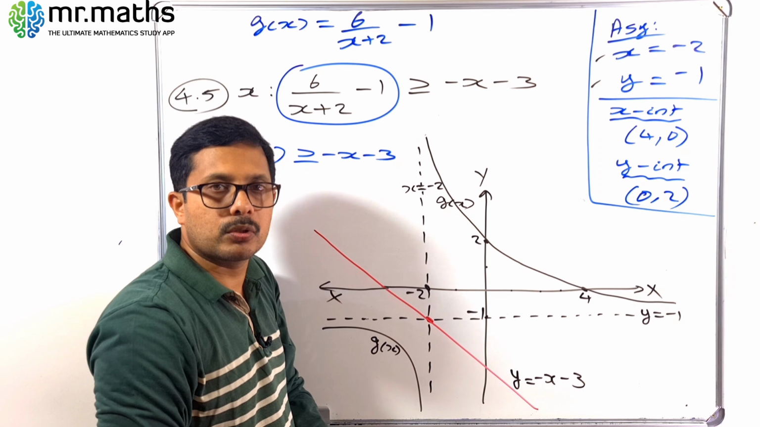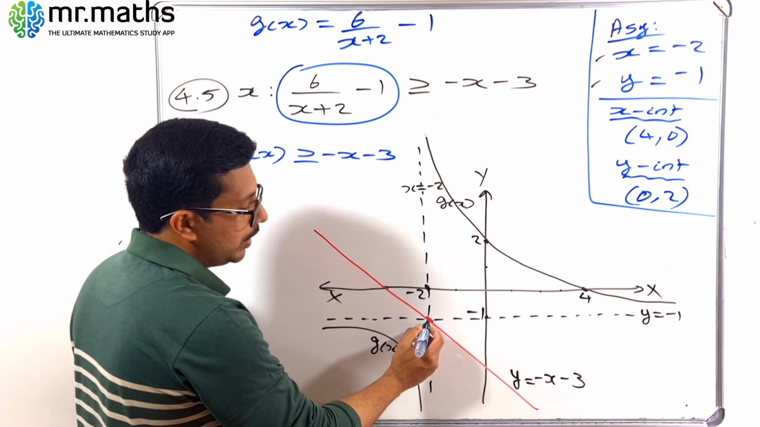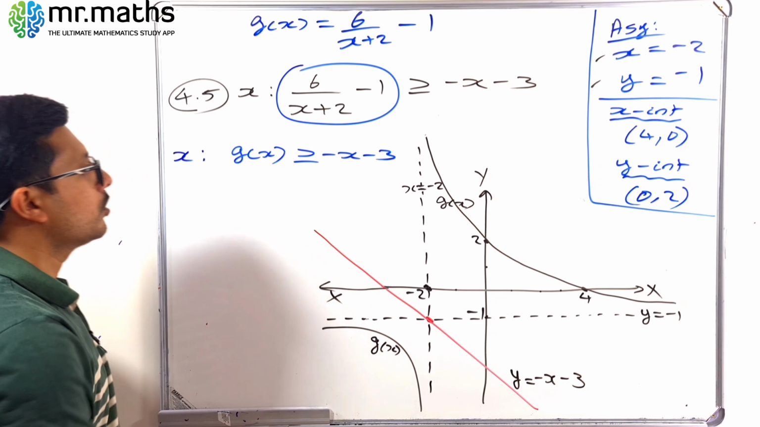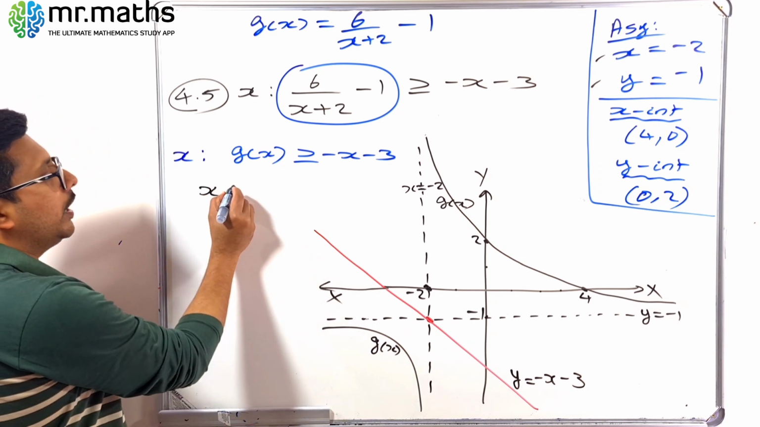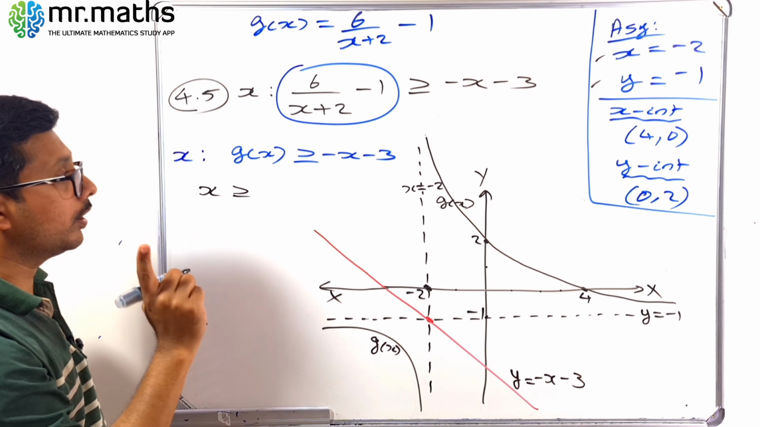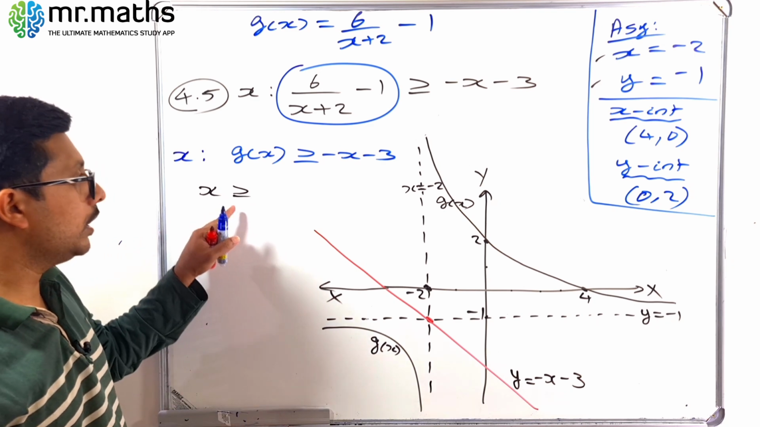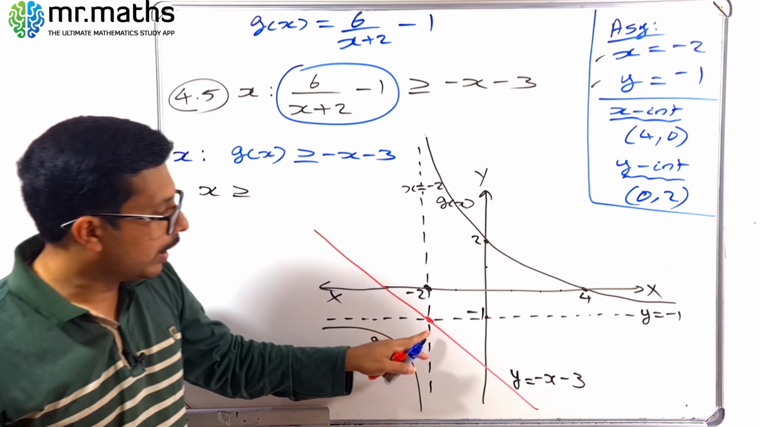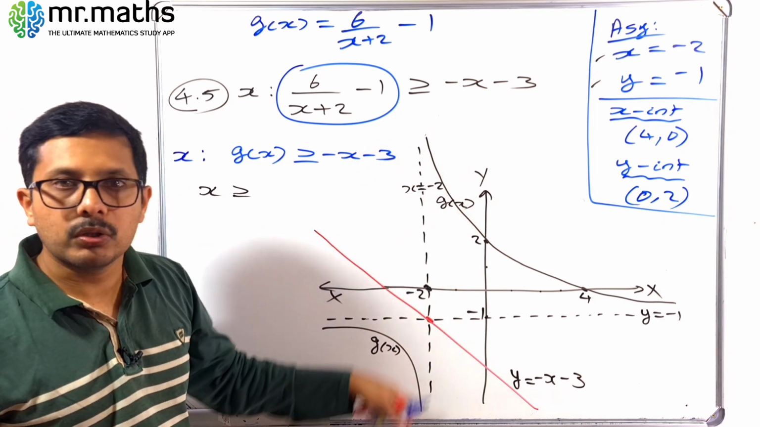the bottom. So from which x value? When x is greater than minus 2. So what is the answer? When x is greater than, or equal to... oh okay, you can't say greater than or equal to, even though here it is greater than or equal to. Why? Because at minus 2 there is no g of x.